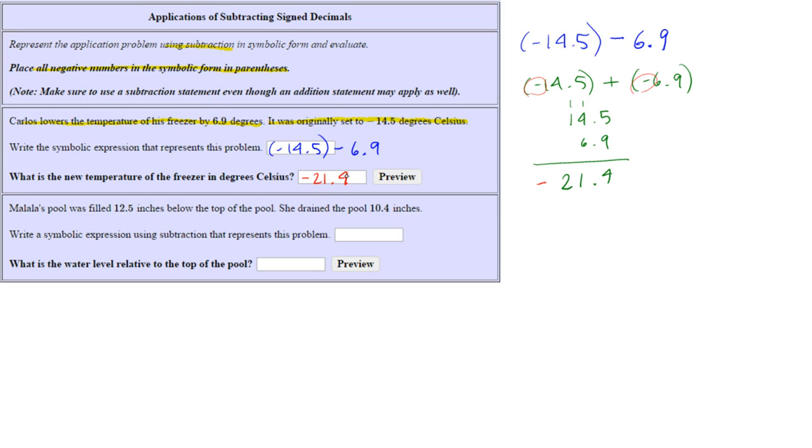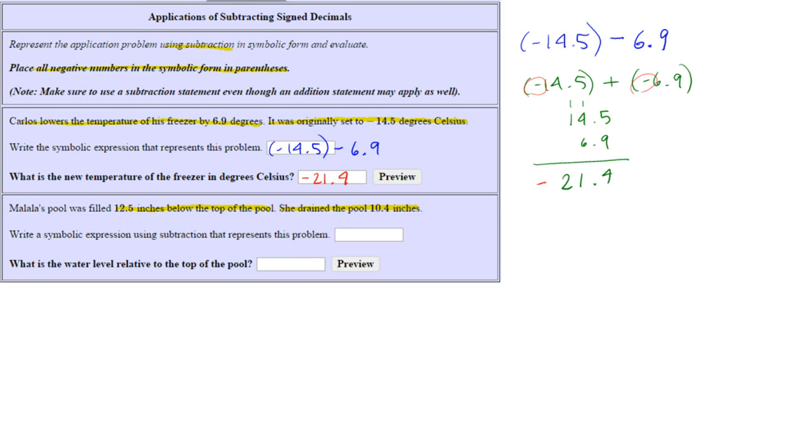And that makes sense. It started at negative 14.5 about. We lowered it by about 7, so that would be about 21 degrees negative. Let's look at the next one. Malayla's pool was filled 12.5 inches below the top of the pool. She drained the pool 10.4 inches. Write a symbolic expression using subtraction that represents this problem.